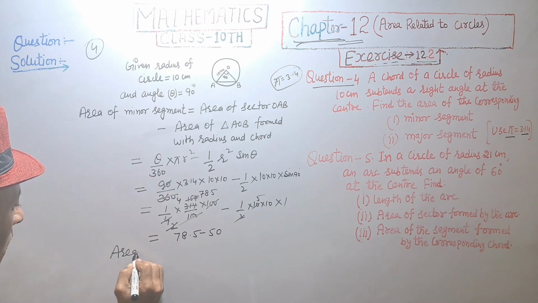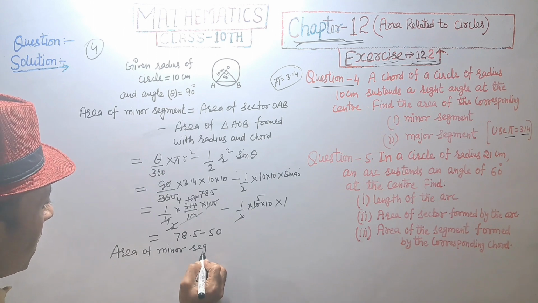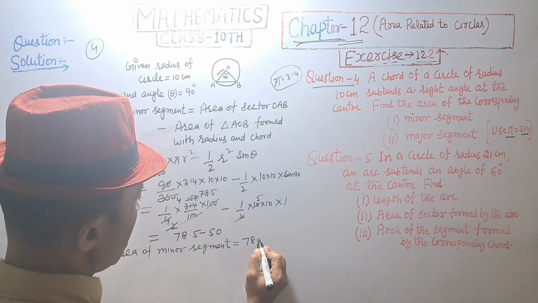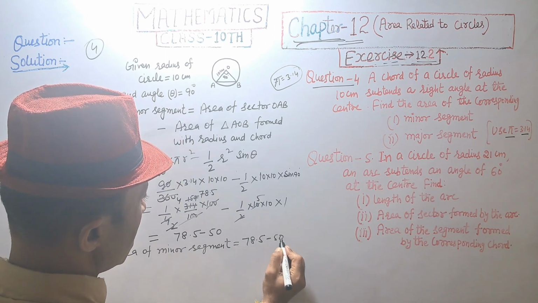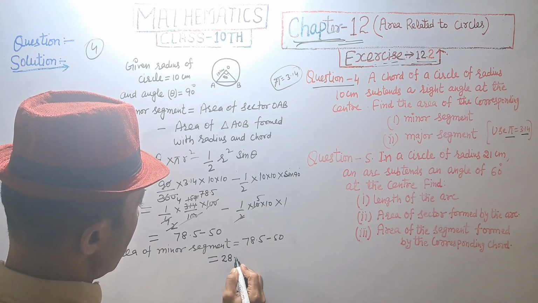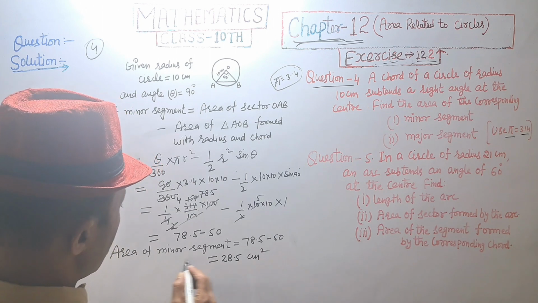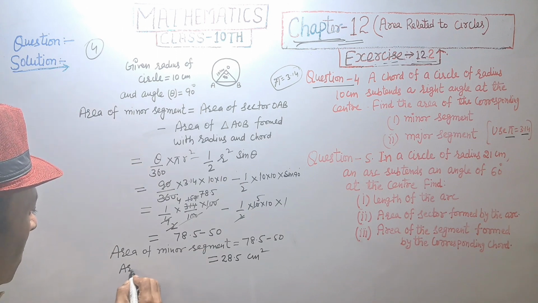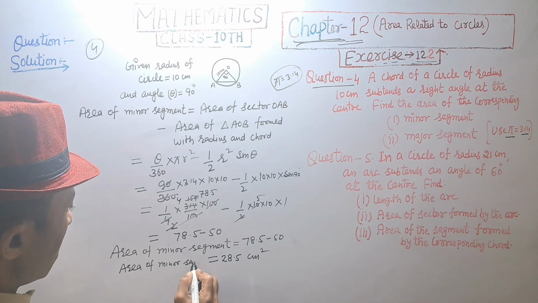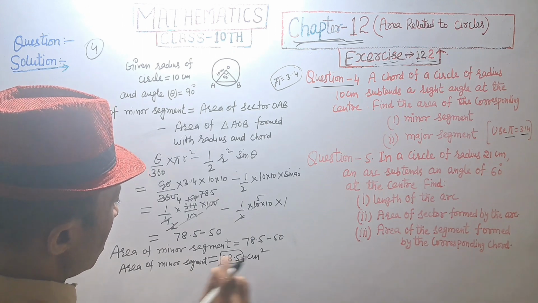Area of minor segment is equal to 78.5 minus 50, which is equal to 28.5 centimeter square. Area of minor segment is 28.5 centimeter square.